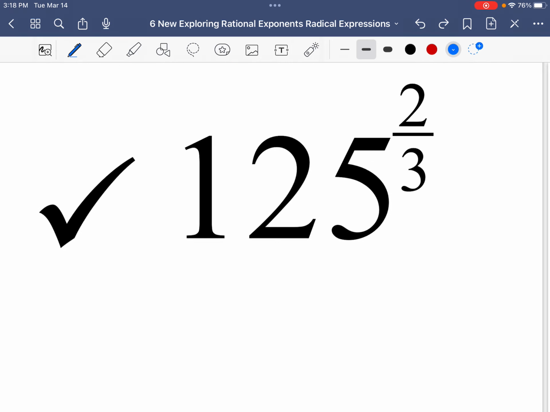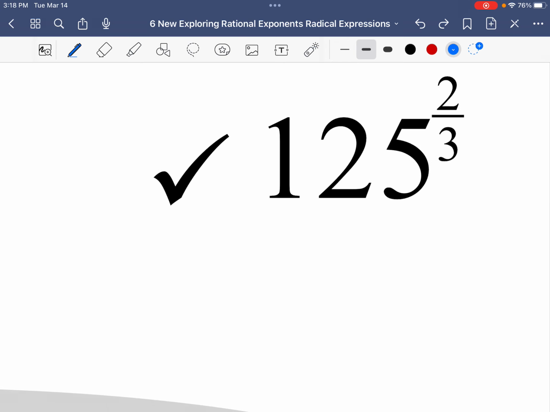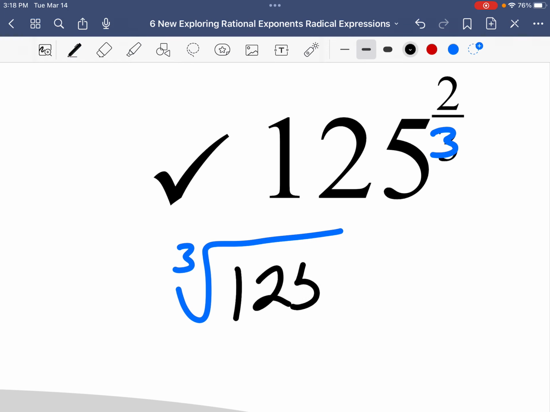How about 125 to the 2/3? Part of today is hopefully realizing that this statement, 125 to the 2/3, actually means something. Something that you guys can understand. Are you rewriting it or are you just waiting? Rewrite it, please. You should be doing the root first. That's typically what we do. That way you have a space to put the 2 as the power.